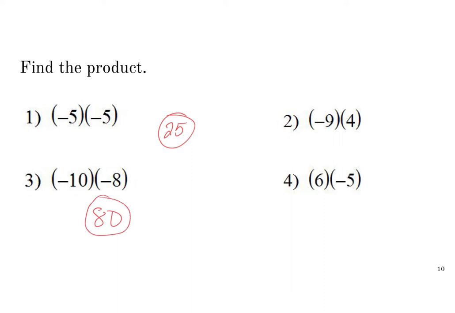9 times 4 is 36, but then they are different signs. One is positive and one is negative, so a negative answer. 6 times 5 is 30. They are different. One is positive and one is negative, so a negative answer.